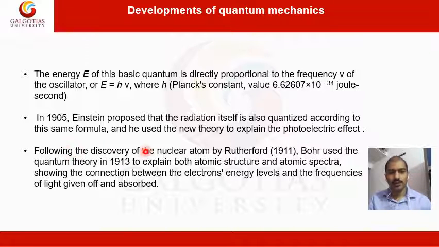Following this discovery, at the same time, at the start of the century, Rutherford gave the concept of the nucleus, through a very famous experiment, to find the nucleus and give the concept of positive charge on the nucleus in an atom. Bohr used the quantum theory in 1913 to explain both atomic structure and atomic spectra, showing the connection between the electron energy levels and the frequencies of light given off and absorbed.